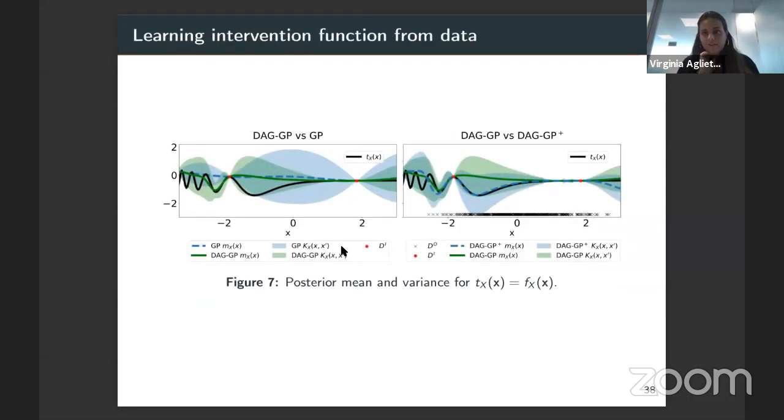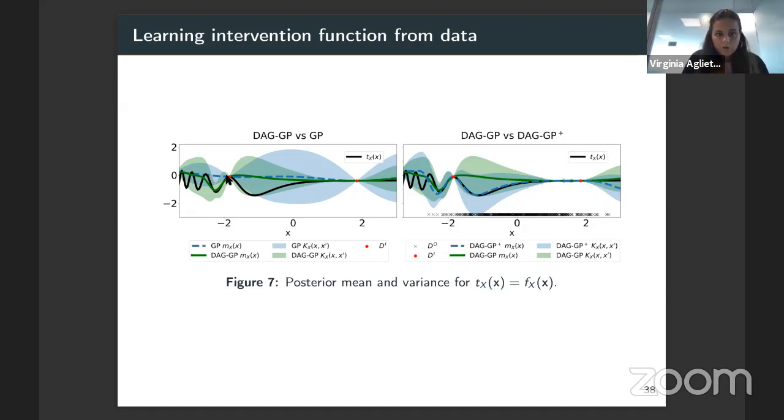So let's look at the graph as we did before. This is the same graph that we saw for CBO, same function. This is the expectation of y given do of x. This is the black line. And we have some interventional points that are these red dots, and we have some observational points that are these black crosses. And so let's focus on the left plot.